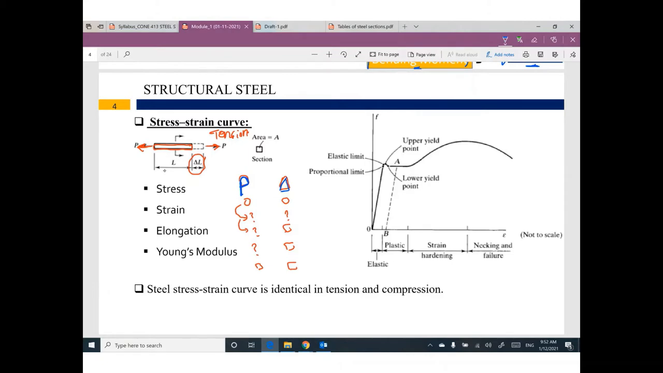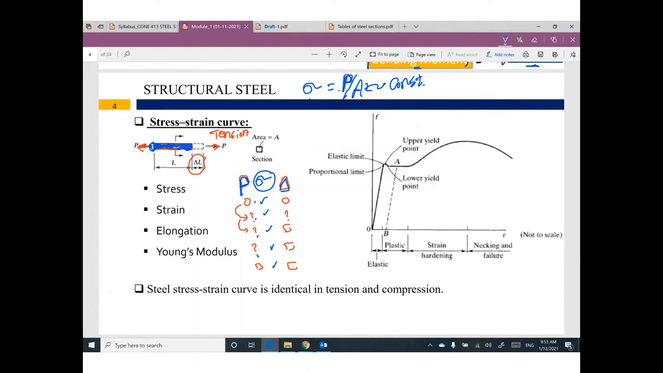We can convert this load to stress. Do you remember that? Sigma equal the applied force divide cross-section area. This rod or this steel member has cross-section, probably a circle cross-section. If you divide the applied force by area, you can get stress. So I can get stress for each load. Area is constant, but the applied force is variable, as you see.